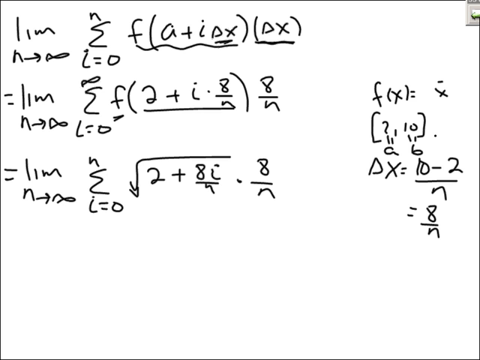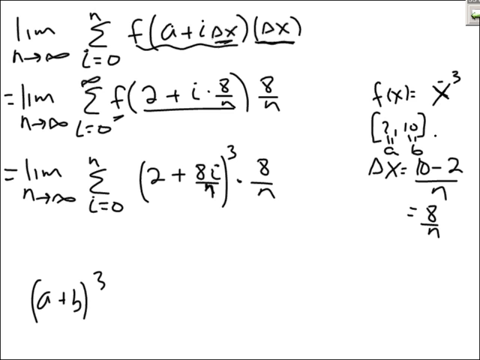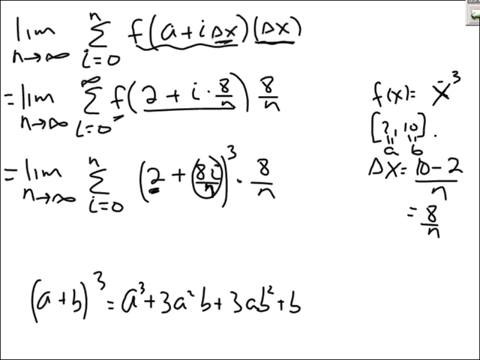I'm going to change the problem to x cubed. Instead of square root, it's cubed. So it's going to be this cubed. Now if you remember, a plus b cubed, that's a and that's b, this gives you a cubed plus 3a squared b plus 3ab squared plus b cubed.